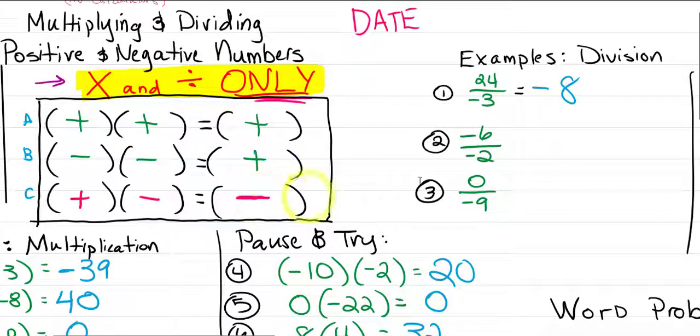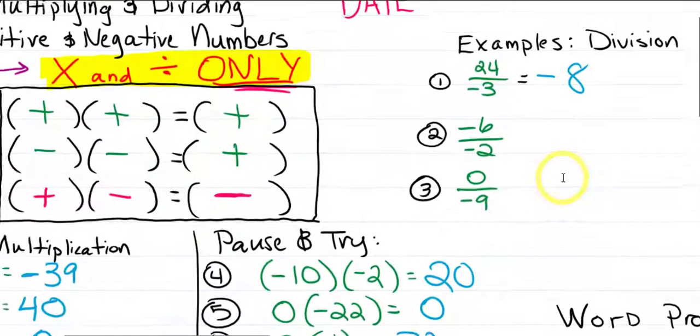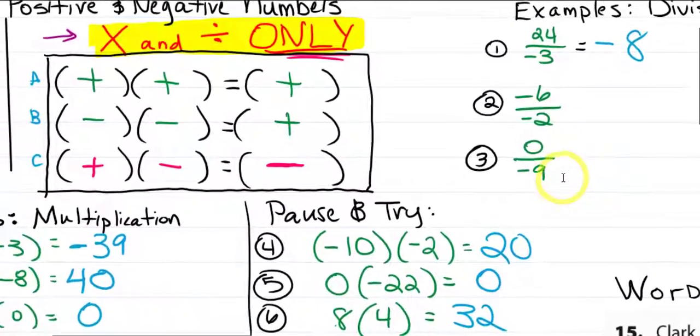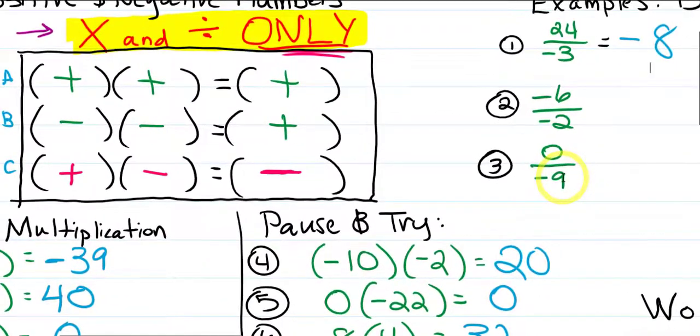Okay. For example number 2, we have -6 divided by -2. So if I come over here, I'm looking for the situation that has two negative numbers. That's B, negative multiplied or divided by a negative. It's going to give me a positive answer. So 6 divided by 2 is going to equal 3, and that's going to be a positive 3.